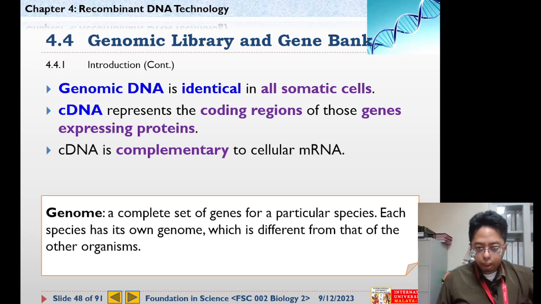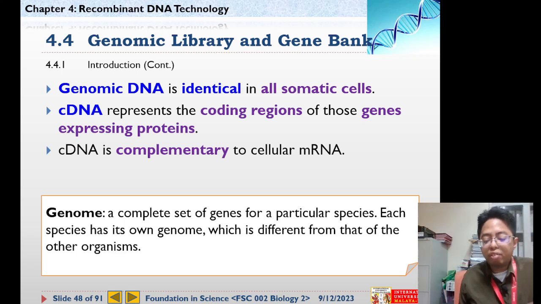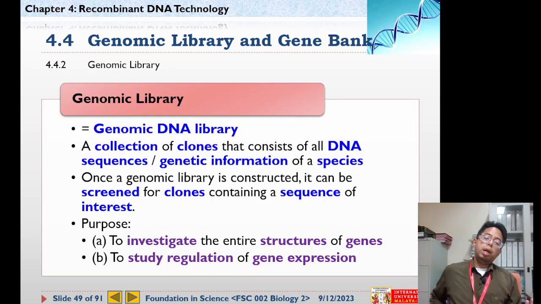So genome, okay, it is in every living thing. It is a complete set of chromosomes in a particular species. Each species has its own genome, different from other organisms. The genomic library is a genomic DNA library that has all DNA sequences of a species. Once you have the library, it can be screened for clones containing a sequence of interest.